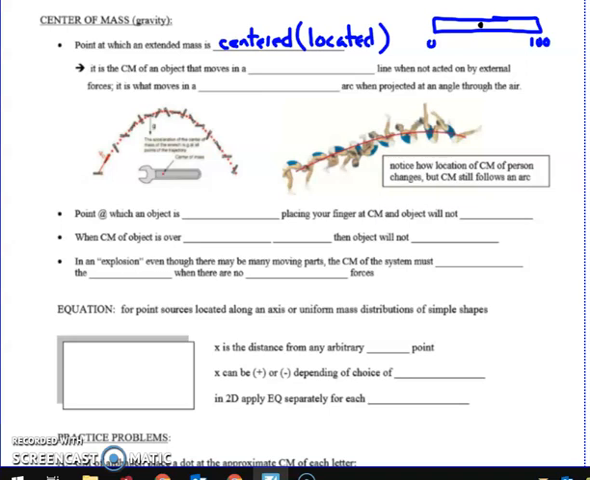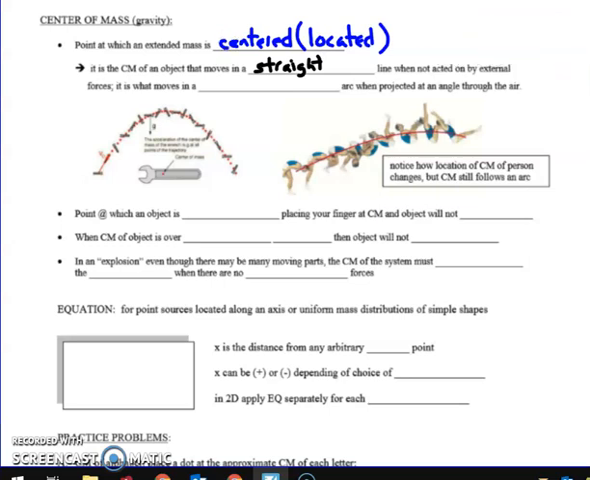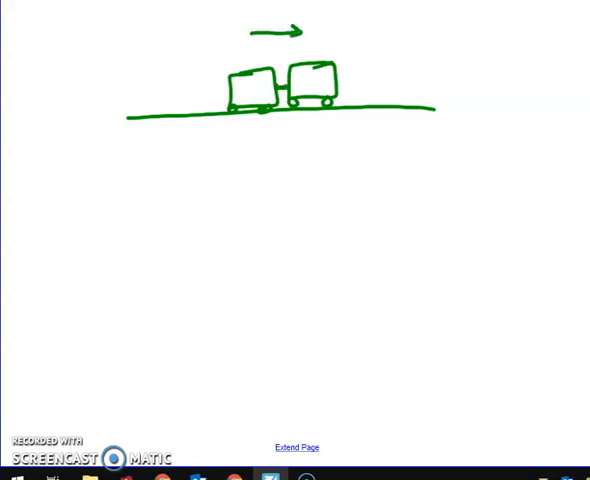Okay, other points. It is the center of mass object that moves in a straight line when not acted on by an external force. This is more easily demonstrated in class, but let me just do a really crude demonstration right now, at least on the board here. So imagine I have two vehicles that are tied together by some spring. Okay, this is a spring right here. Initially, they are moving this way with the speed of 2 meters per second, and it's a frictionless surface.